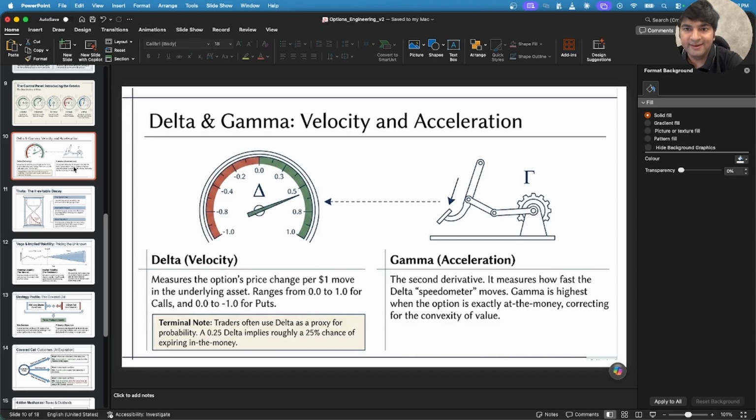And now second is the acceleration, which is gamma. This is the second derivative. It measures how fast the delta is moving, like the speedometer. Gamma is usually highest exactly at the money, because at the money options provide the highest volatility as well as the highest movement.